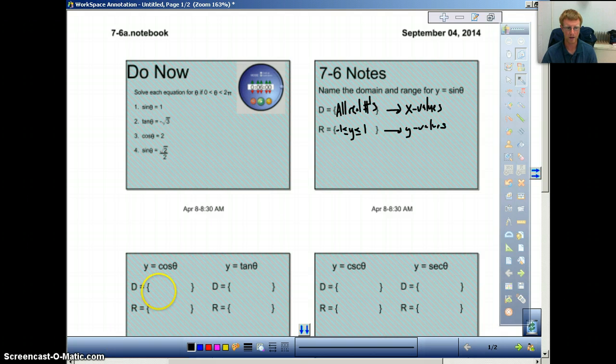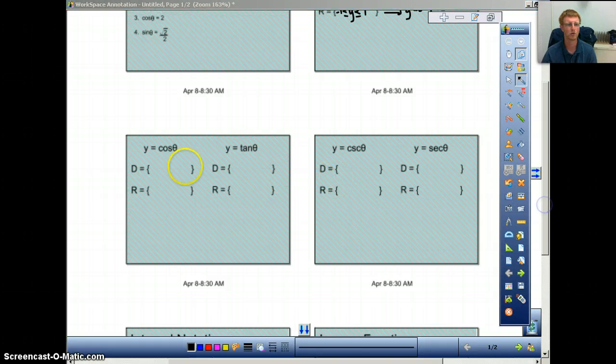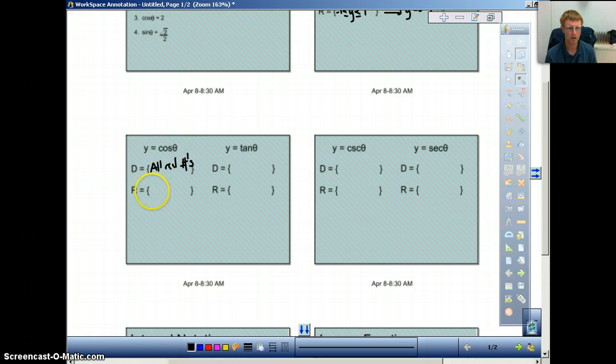Cosine is going to be the exact same thing. I'm not going to bother graphing that for you. But cosine is the exact same thing because we're still going to have all real numbers for our domain, and our range is still going to be negative 1 is less than or equal to y, which is less than or equal to 1. All that means is that y is in between negative 1 and 1.